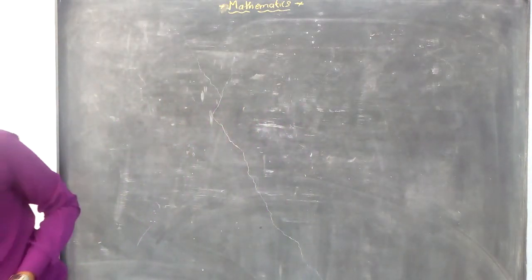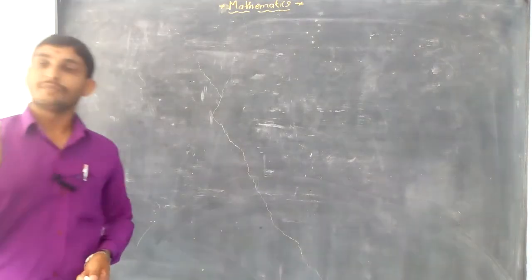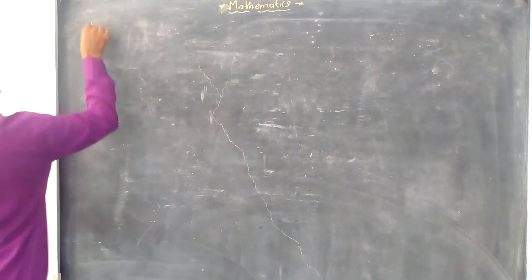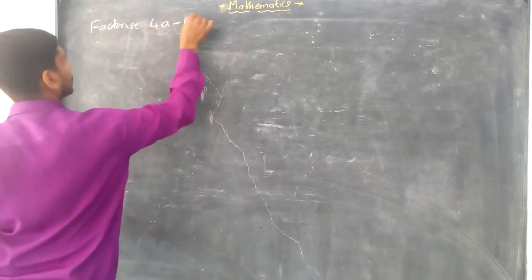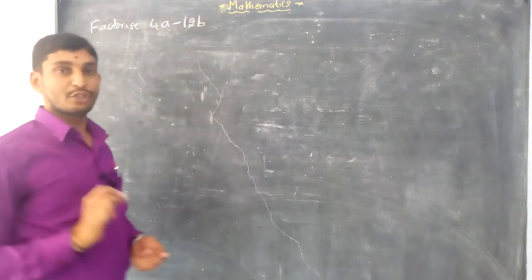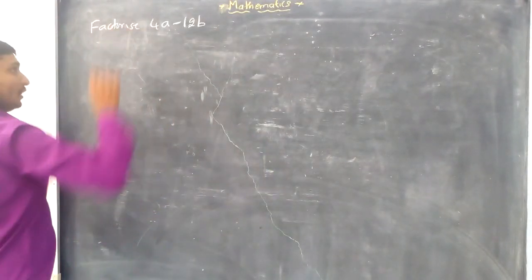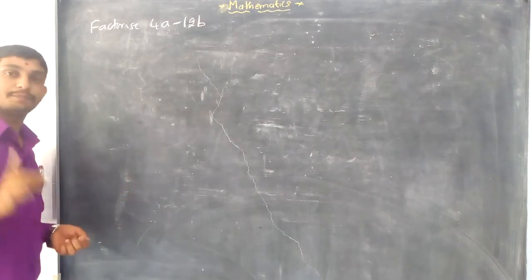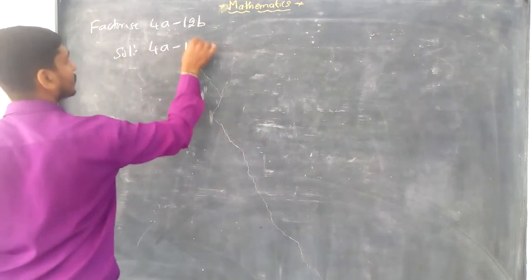Okay, let us go for some more problems. Even two problems you go. Next problem is like this. Factorize 4a minus 12b. What is the question? Factorize 4a minus 12b. How to factorize this one? You have to take common factor. Before that, write the question, 4a minus 12b.